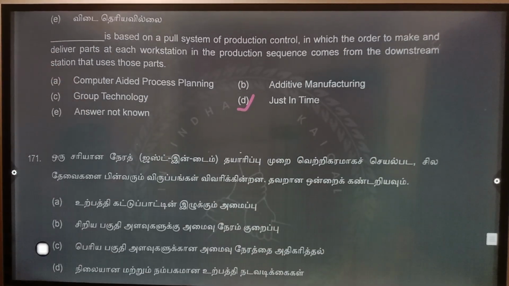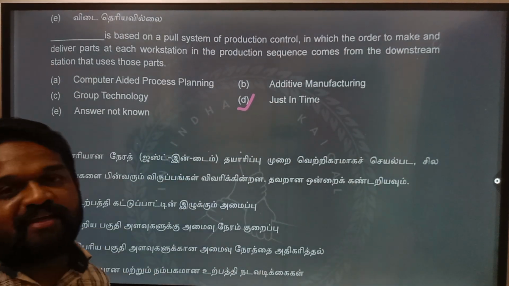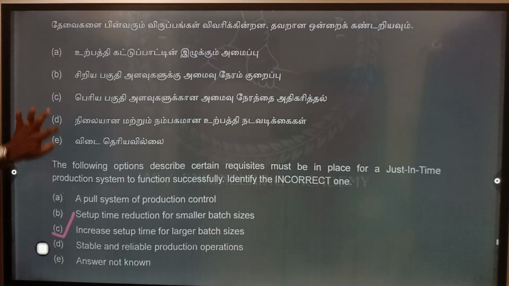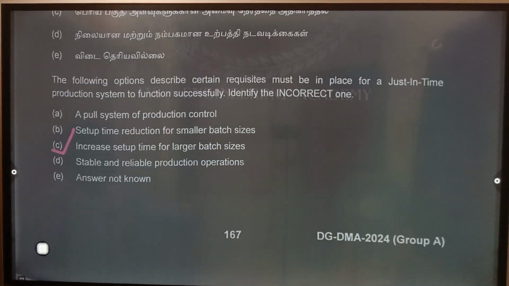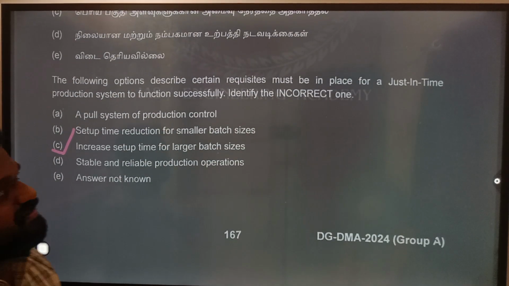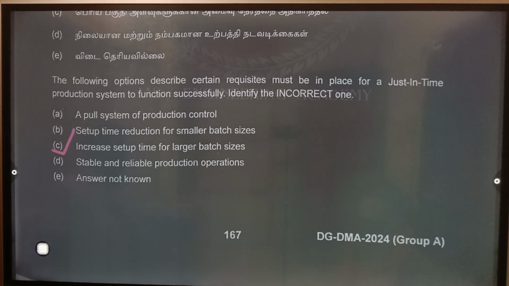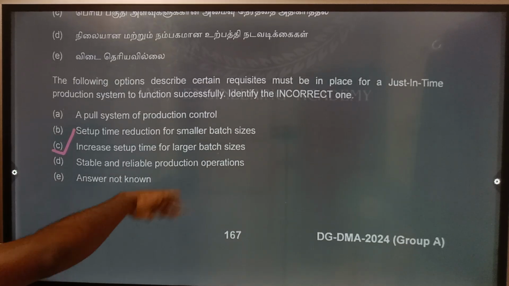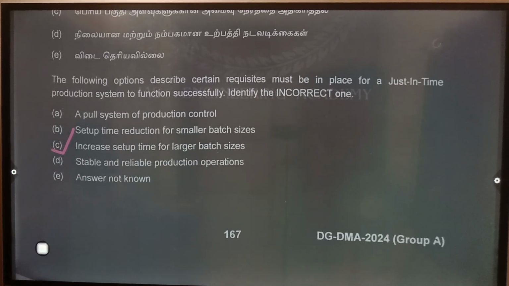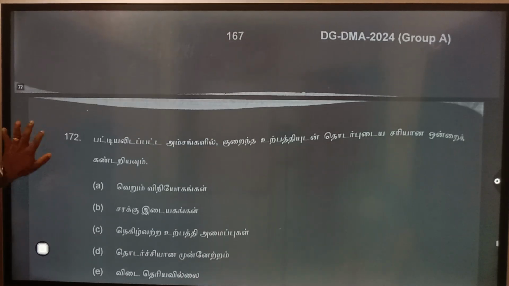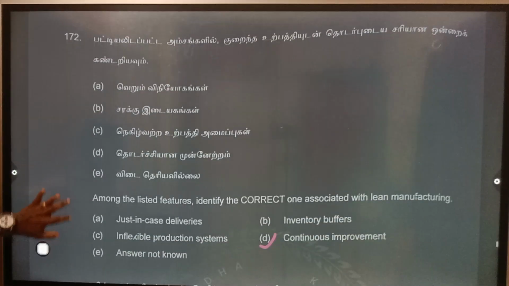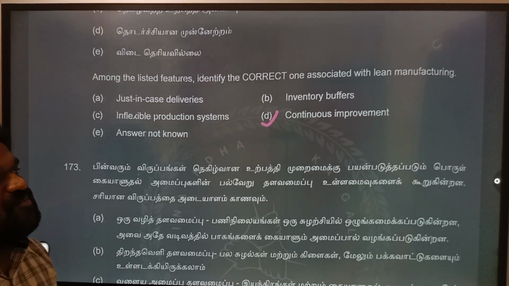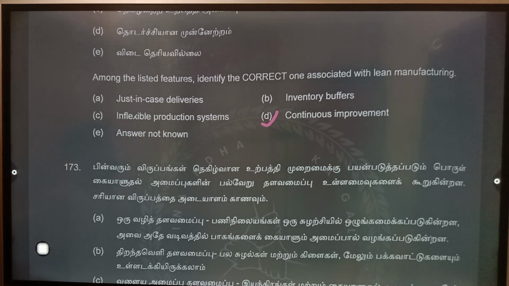Then 170. Dash is based on a pull system of production control. JIT, just in time. Okay, D, easy answer for 170. 171. The following options describe certain requisites that must be in place for a JIT production system to function successfully. Identify the incorrect one. Answer is C. 172. Among the listed features, identify the correct one associated with lean manufacturing, continuous improvement. D is the answer.